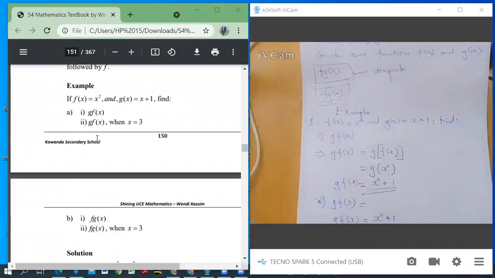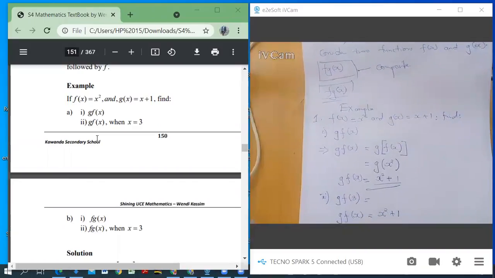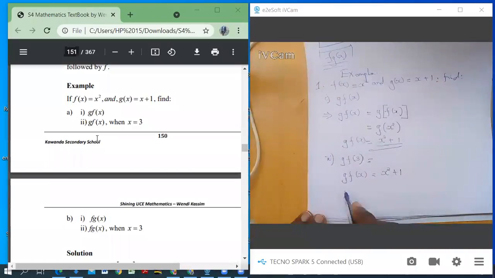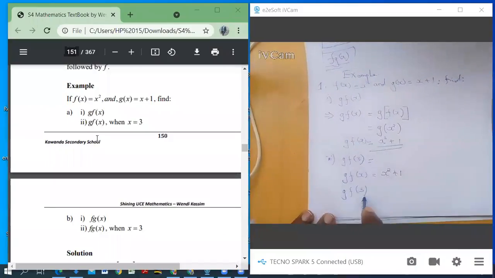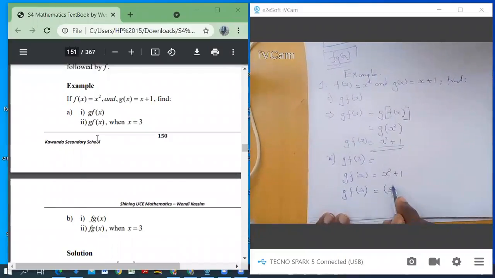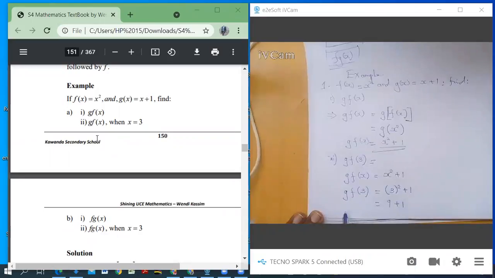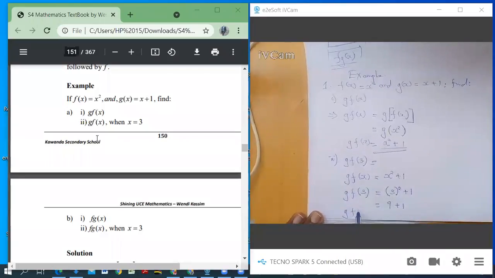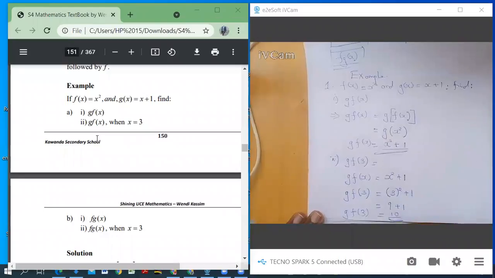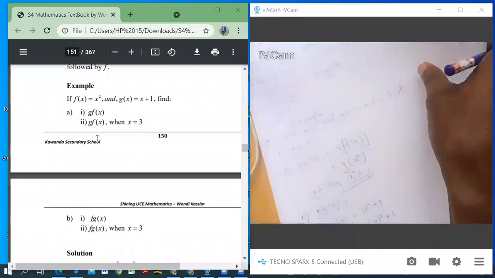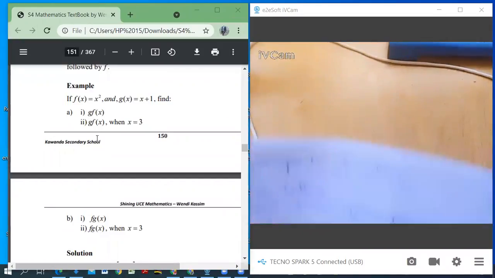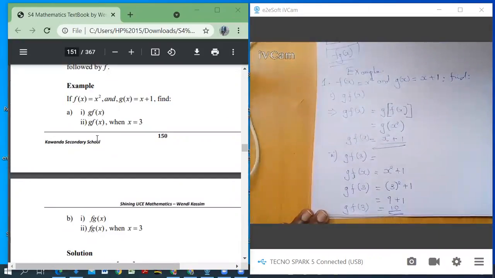When you substitute that, we shall have g f of 3 equals 3 squared plus 1. So 3 squared, we get 9. 9 plus 1, what do we get? 10. So g f of 3 is 10. Are we together on that? Are you seeing how we form a composite function? Is that side clear?